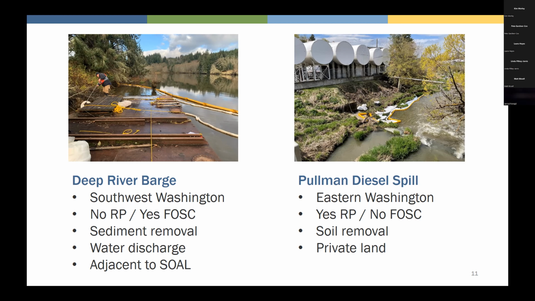Sediment and soil removal for both. Deep River barge actually went a step further in some of that sediment that they collected. They then wanted to discharge some of the incidental water that they collected back into the river, so that required another permit. And then the Deep River barge was adjacent to state-owned aquatic land. Pullman was not.